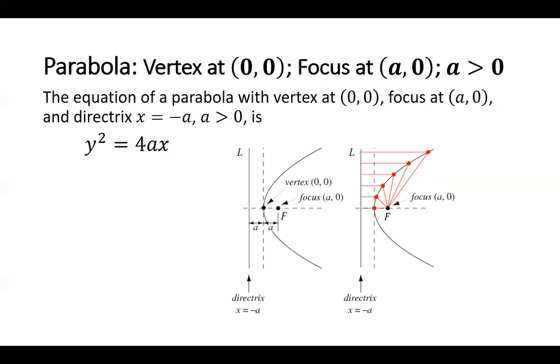Anytime you have a parabola that opens to the right or the left, it's going to be in the form y squared equal to, if it opens to the right, 4ax. If it opens to the left, it's equal to negative 4ax. If you have a parabola that opens up and down, then x and y are going to swap, and you'll have x squared is equal to 4ay if it opens up, or x squared is equal to negative 4ay if it opens down.